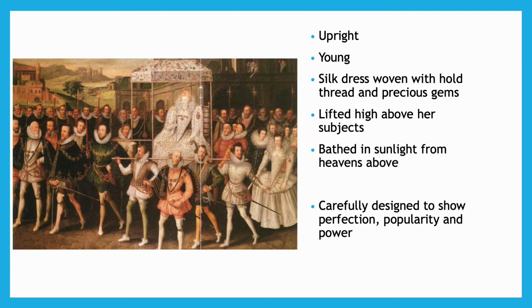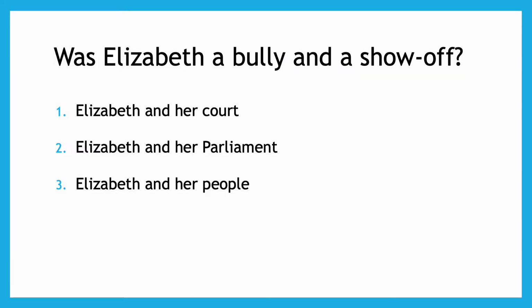As you can see in the image, Elizabeth is getting attention. She looks sat upright, she looks young, and she's got a very expensive silk dress on with lots of precious gems. She's been lifted above everybody else. The sun is shining on her, and paintings like this were designed to show her perfection, popularity and her power amongst the people.